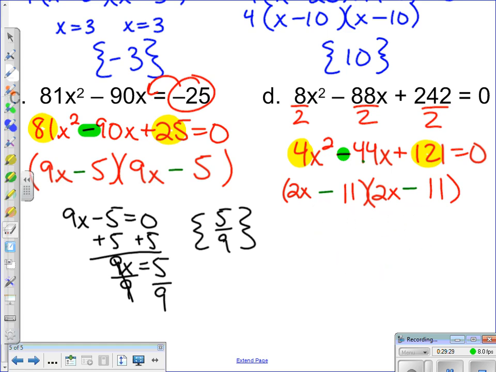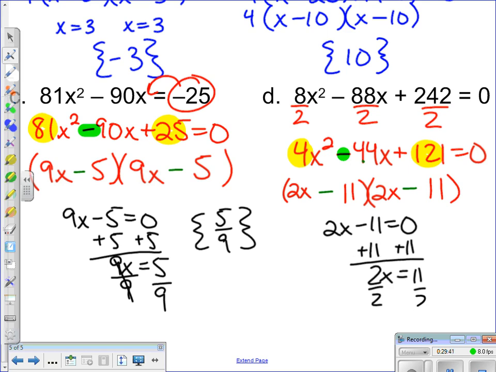Now all I have to do is solve one of these parentheses. 2x minus 11 equals 0. Add 11. 2x equals 11. Put that 2 on the bottom, and you get 11 over 2. So in little fancy brackets, I'm going to put 11 on the top and 2 on the bottom. And that's how you solve quadratics using the factoring that you already know.